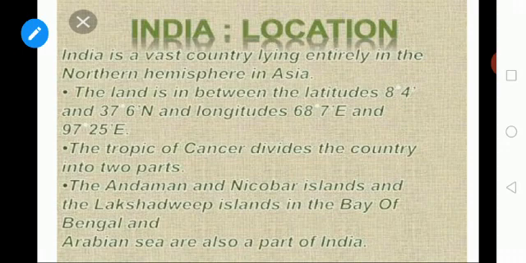So, it is located in the northern hemisphere, and we can describe the land by its longitudinal and latitudinal stretch between the latitudes 8 degree 4 minutes north and 37 degree 6 minutes north, okay, and longitudes of 68 degree 7 minutes east and 97 degree 25 minutes east, okay. And next, the Tropic of Cancer, you know that very well, it divides India into two parts, okay. Then the Andaman and Nicobar Islands and the Lakshadweep Islands, which are in the Bay of Bengal and the Arabian Sea respectively, are also a part of India.